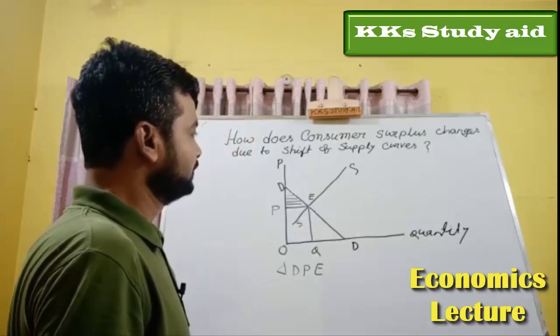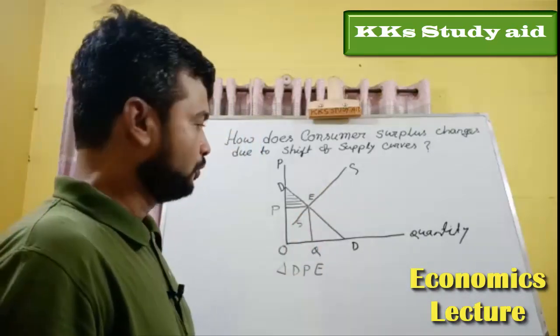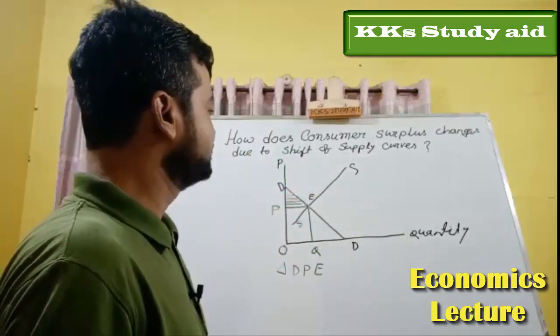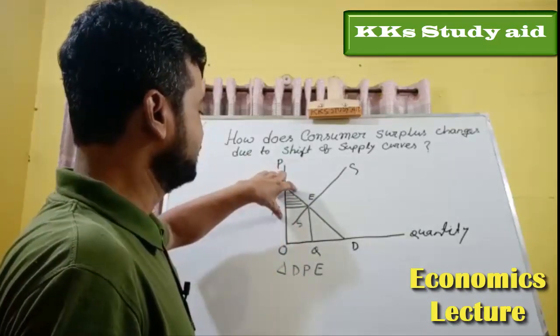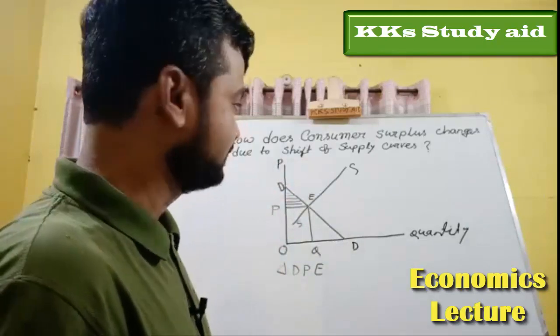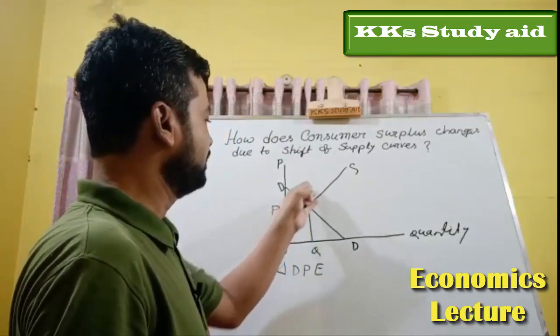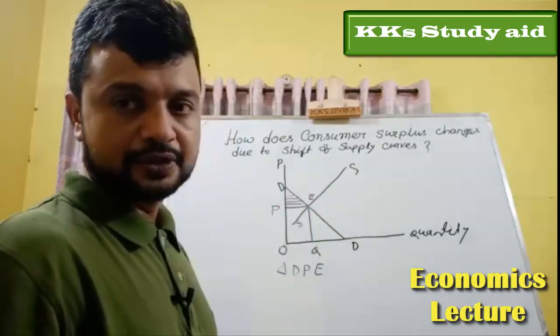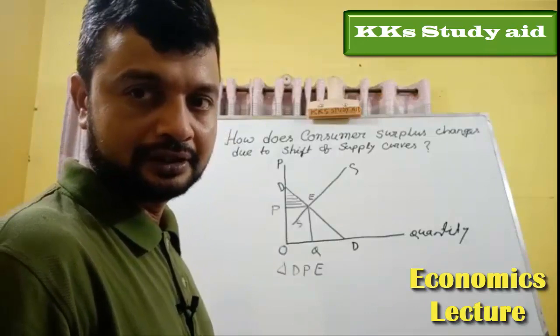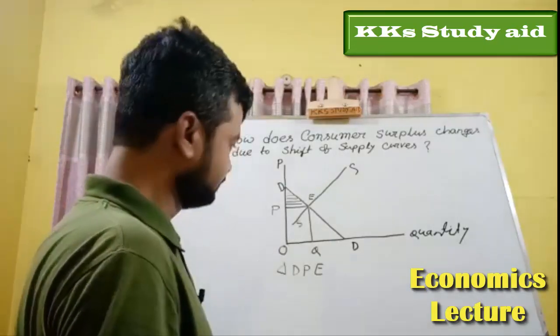Now let's see what will change. What would be the changes in this consumer surplus, whether it will decrease or increase. Now let's see the matter. The matter is that when the supply curve goes upwards, there will be a change in market price, it will increase, which causes consumer surplus to decrease.